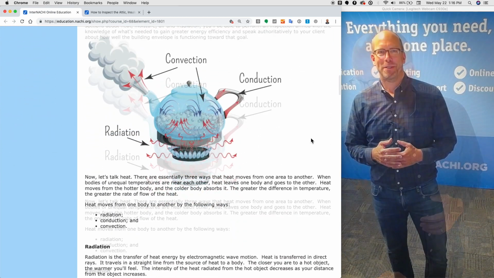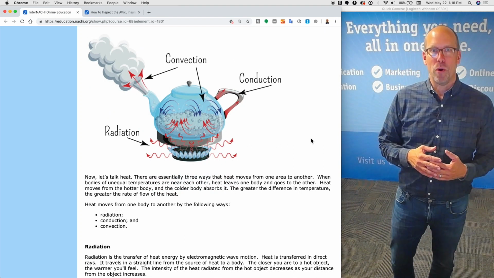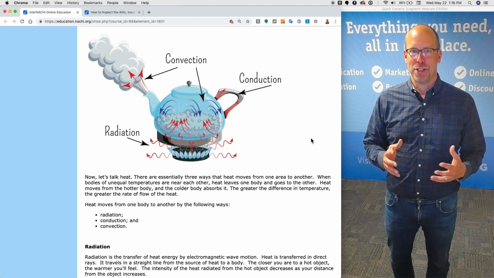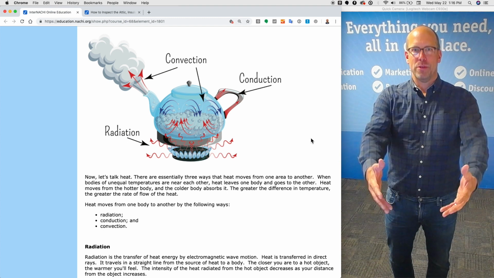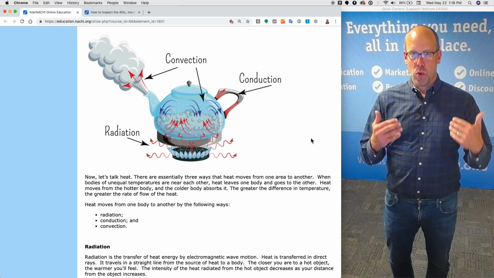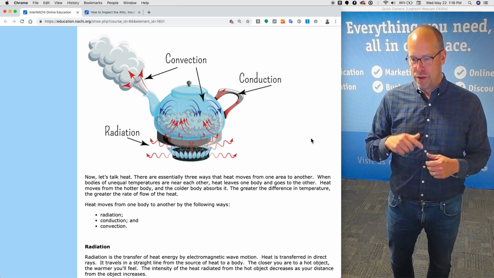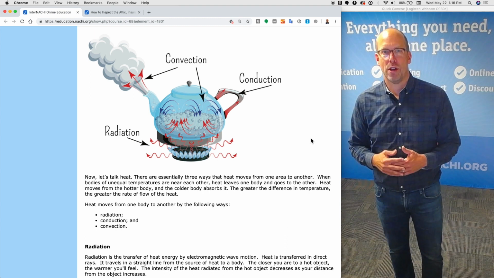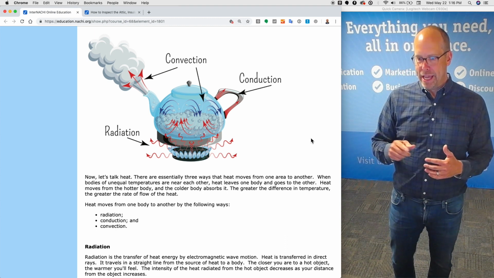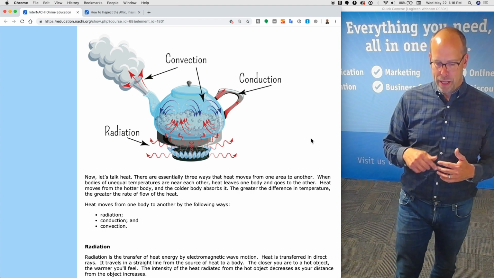Now, let's talk about heat. There are essentially three ways that heat moves from one area to another. When bodies of unequal temperatures are near each other, heat leaves one body and goes to the other. Heat moves from the hotter body, and the colder body absorbs it. The greater the difference in temperature, the greater the rate of flow of heat. So heat moves, again, from one body to another in the following three ways: radiation, conduction, and convection. Let's learn a little bit about radiation.